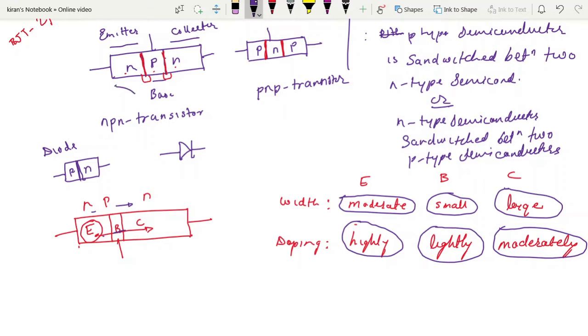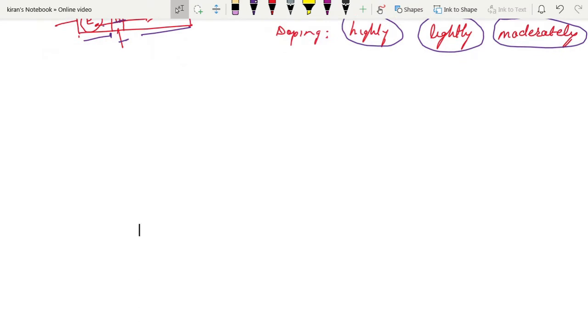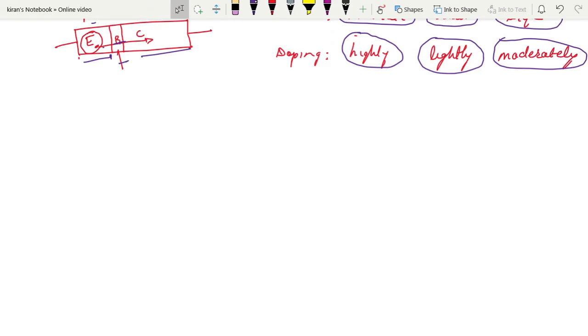So this is not a correct picture of a transistor. This is the correct picture of transistor. You should show the sizes of emitter, base and collector different. Right? Now, since the doping concentration of emitter, base and collector is different, as we have discussed, the emitter is highly doped, the base is lightly doped and collector is moderately doped.